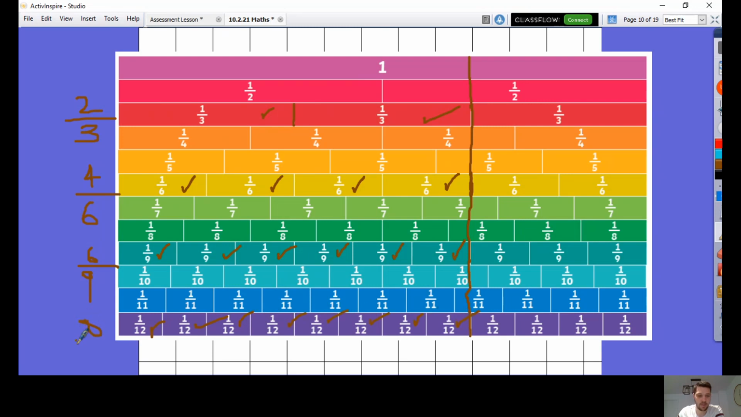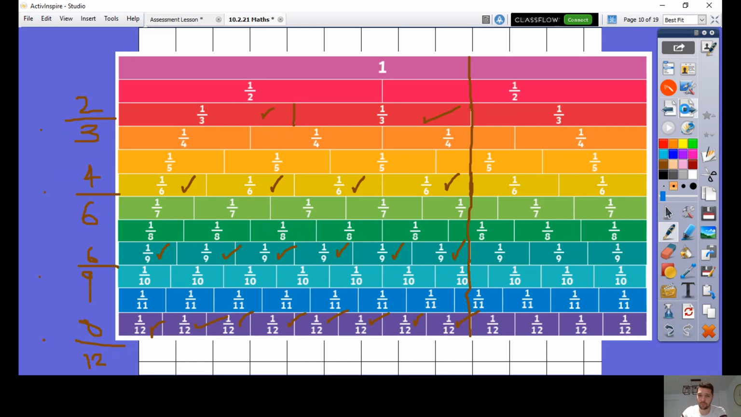So all of these fractions here, 1, 2, 3, 4 are equivalents. 2/3 is equivalent to 6/9. 8/12 is equivalent to 4/6, because they all stop at the same point on our fraction wall.